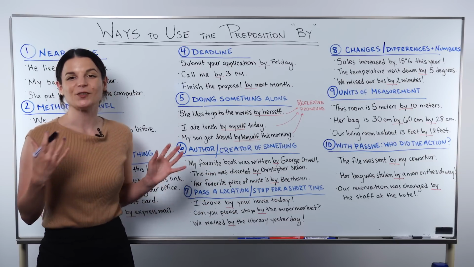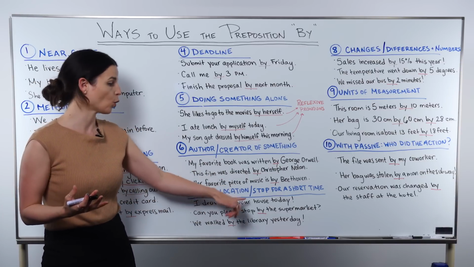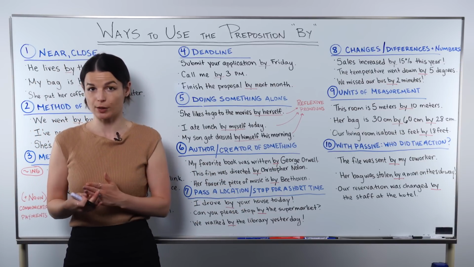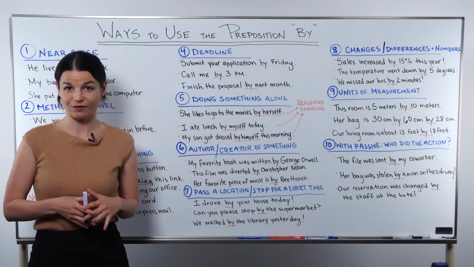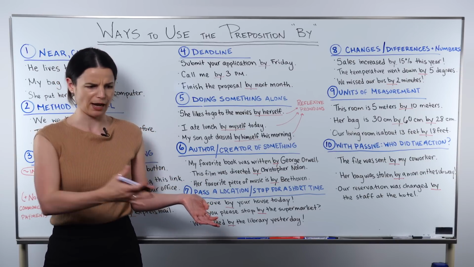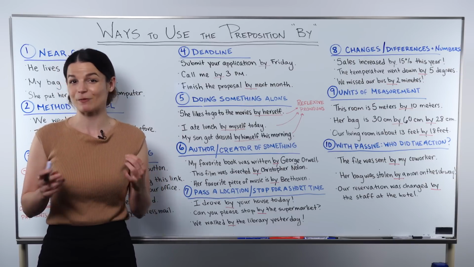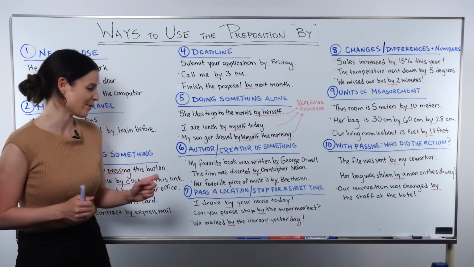Okay, let's move along to number 7 then. Number 7 is to pass a location or to stop somewhere for a short time. We can use by to do both of these things. And you might think, well, how do I know which is which? How do I know if it means pass or stop somewhere? Generally, we can understand from the situation, from the context. So let's take a look at these examples.